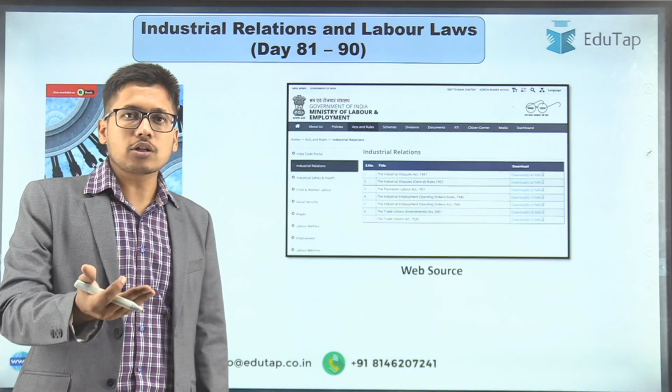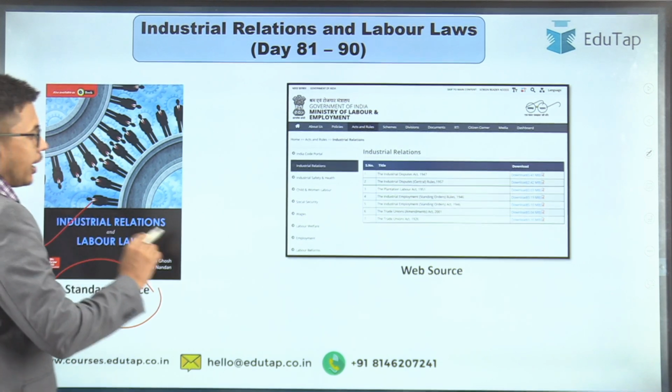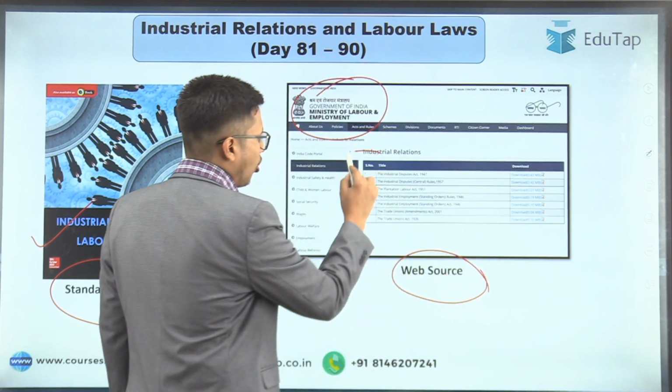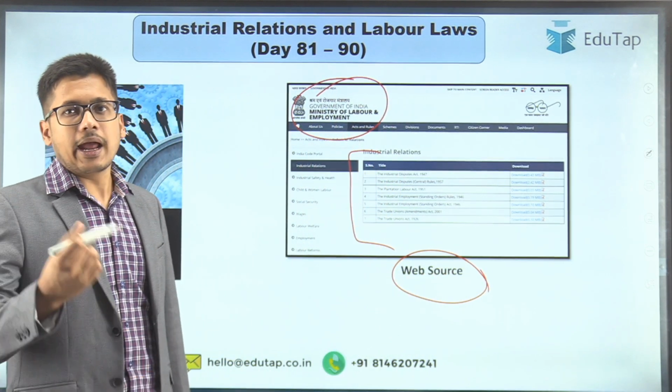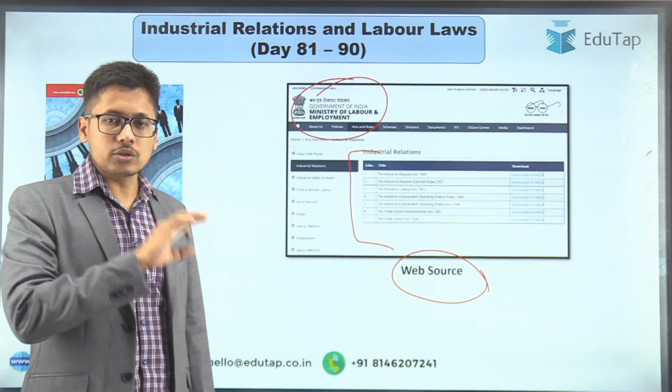And in order to cover those, I would recommend either you use this book by Pyali Ghosh, that is Industrial Relations and Labor Laws, right? Or you can go online to the Ministry of Labor and Employment, and you will find all these acts listed there, and you can go and read the bare act as well. If you want to do this, you can do this.